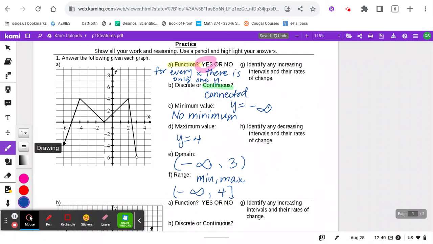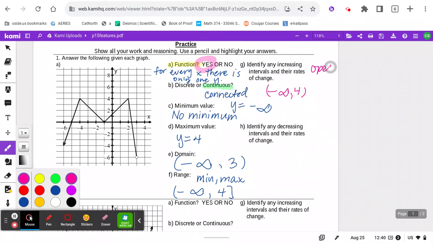Finally, the increasing intervals. This graph is increasing from negative infinity up until 4. Always use open brackets on our increasing and decreasing sections. So also increasing from negative 1 to 2. See if that makes sense.